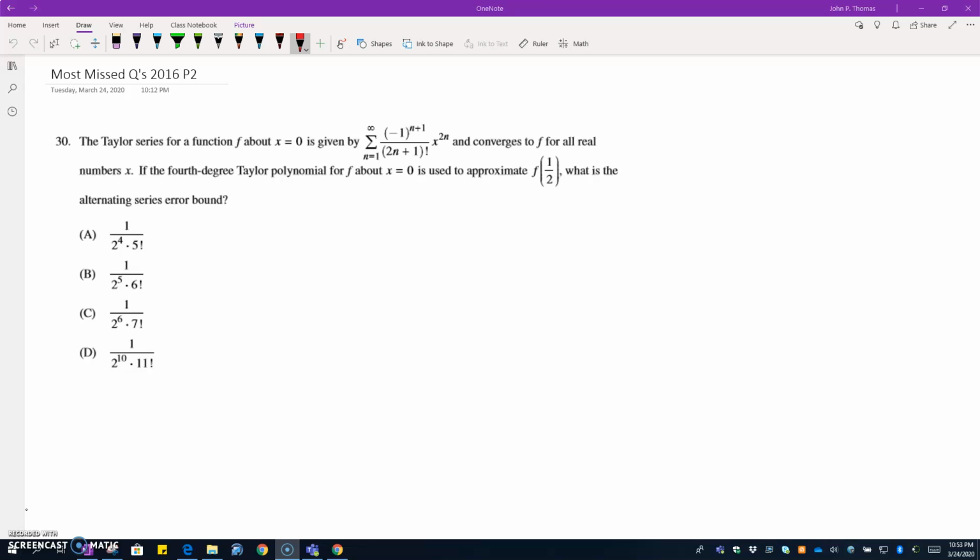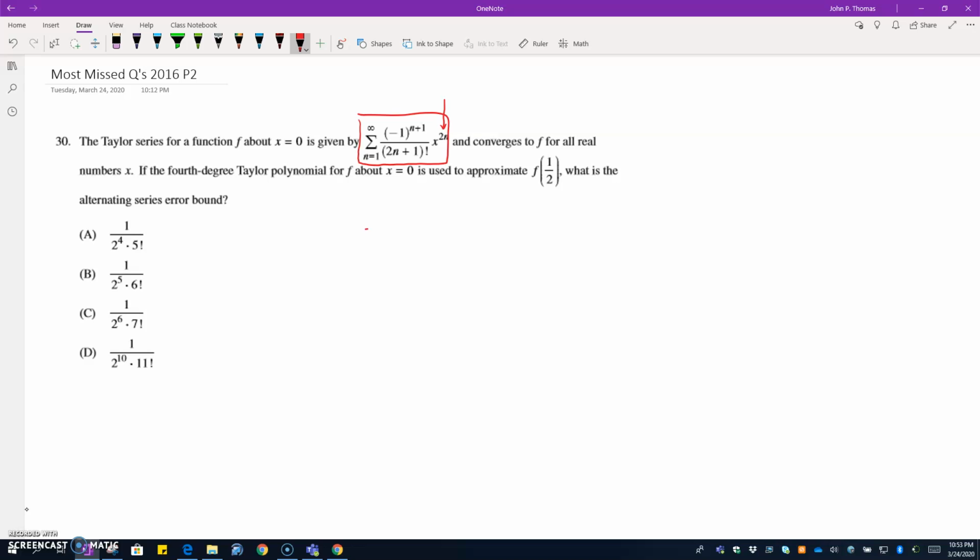So this says if the fourth degree Taylor polynomial for f about x equals 0 is used to approximate f of 1/2, what is the alternating series error bound? So if it's the fourth degree, first thing I'm going to do is look at what term that would be. Alright, so I've got n equals 1. If I plug a 1 in there, I have an x to the second. If I plug a 2 in there, I'm going to have an x to the fourth. So when n equals 2, I'm actually at my fourth degree Taylor polynomial. So my error bound is going to be given when n equals 3. Alright, so I'm going to go one more term past.